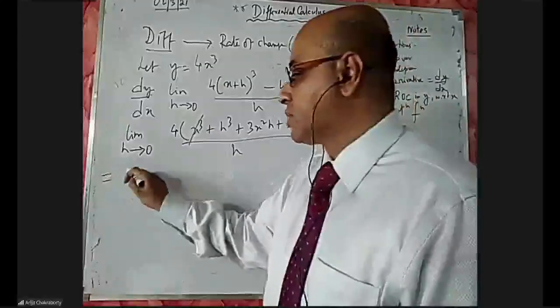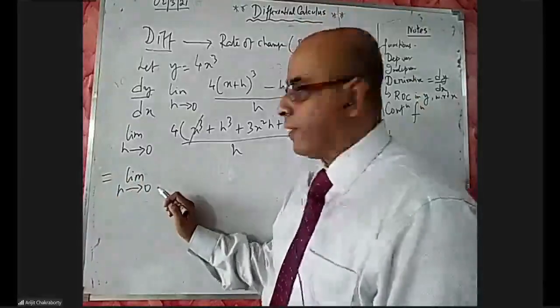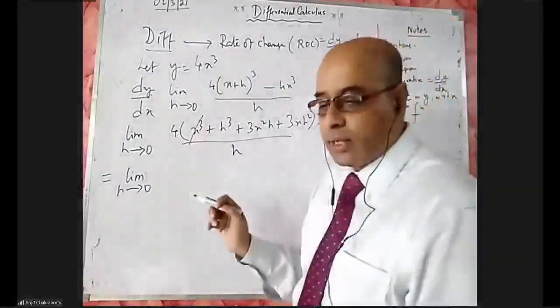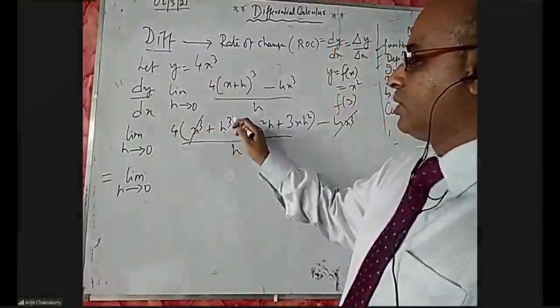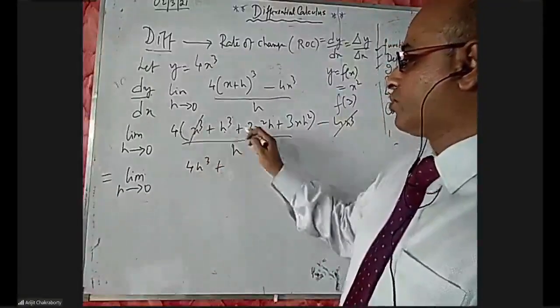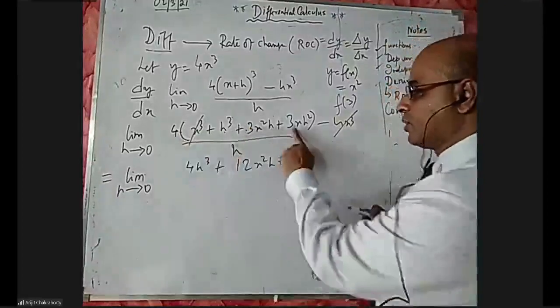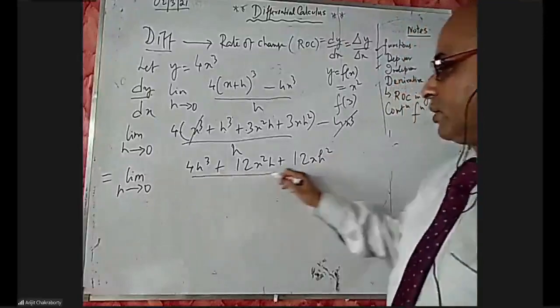What I'm getting is limit h tends to 0, right? 4 is outside, so let's multiply and see what we get. So I will write 4 into h cube plus 4 3s are 12 x square h plus 4 3s are 12 xh square, divided by h.